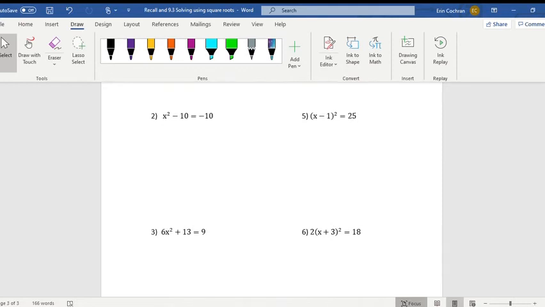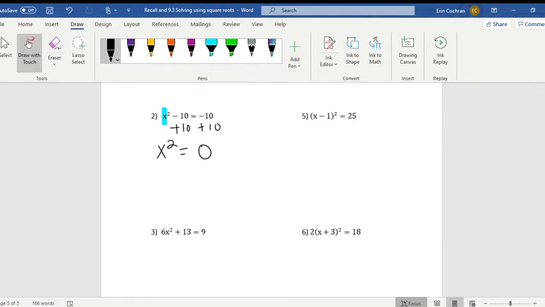All right, looking here. Solving for our x squared. How do I move a minus 10? Well, I'm going to add a 10. So I get x squared equals negative 10 plus 10 is 0. There's no coefficient, so we don't need to get rid of it.